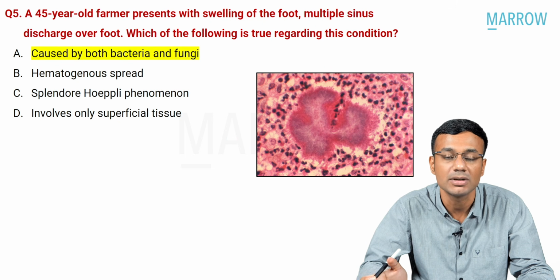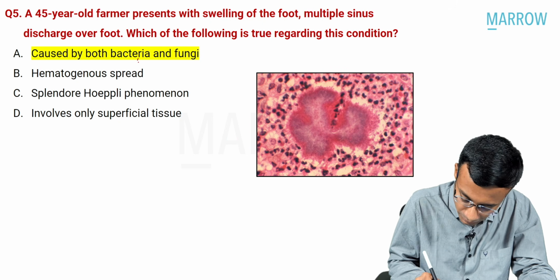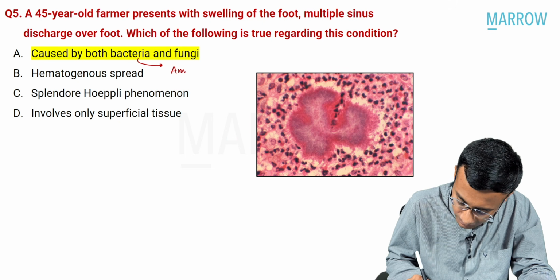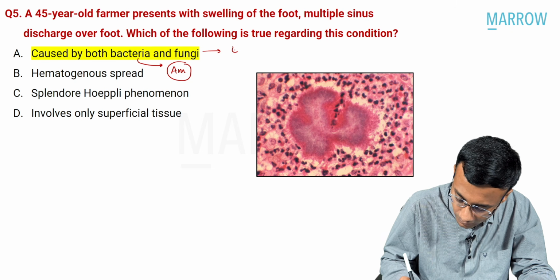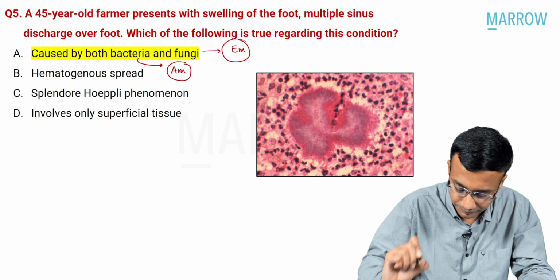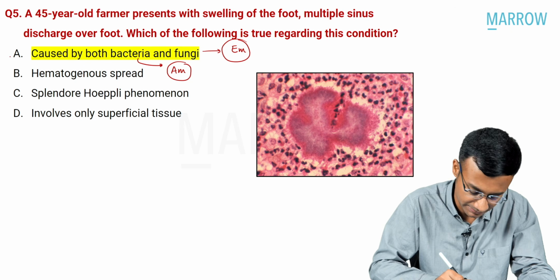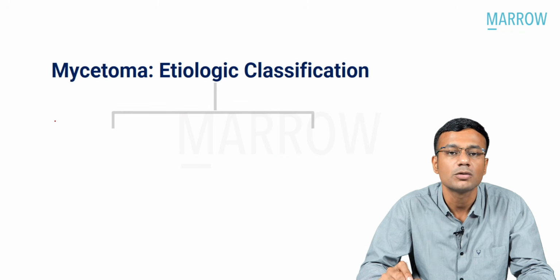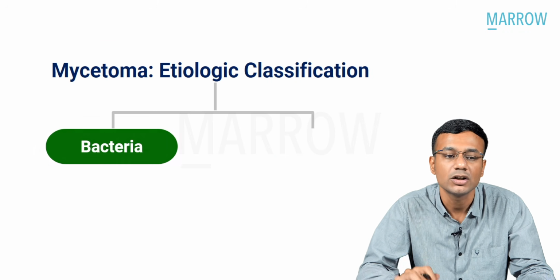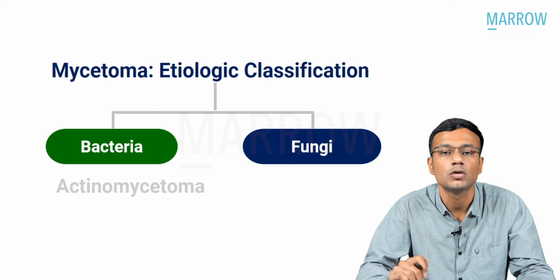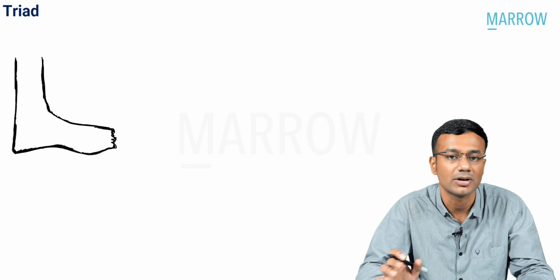That's why we have mycetoma divided into two. If it is produced by bacteria, we call it actinomycetoma. If it is produced by fungi, we call it eumycetoma. So this is the correct statement and this becomes the answer. So mycetoma, as I told you, is divided into actinomycetoma, which is bacterial, and eumycetoma, which is fungal. So this is a broad classification.